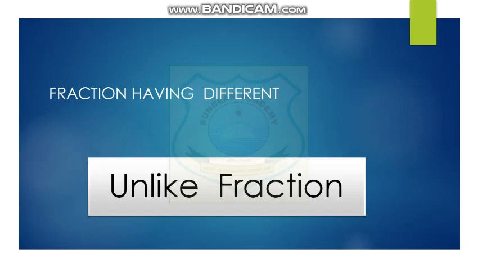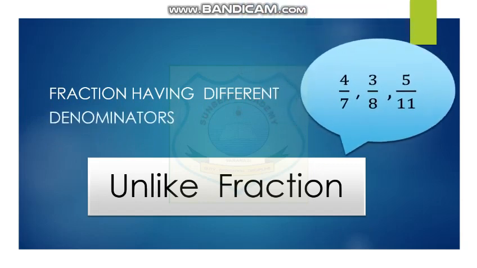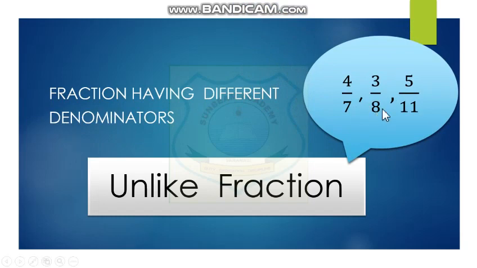Now unlike fractions are fractions having different denominators. You can see 4 by 7, 3 by 8, 5 by 11. Here in all the cases the denominators are different. In the like fractions the denominators were equal, 7, 7, 7 I had taken in that case. Here one denominator is 7, one is 8, one is 11. So 3 different fractions but having different denominators. So in this case these are called unlike fractions.